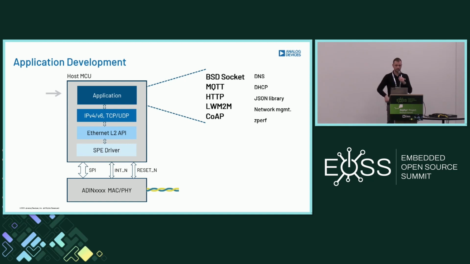Other protocols that Zephyr supports, which are really useful for these types of applications, are things like DNS, DHCP, and the JSON library, which is important when communicating with the cloud. The network management library is great for handling networking events that happen throughout the program. And then zperf is great for managing throughput and measurement of latency of your network.